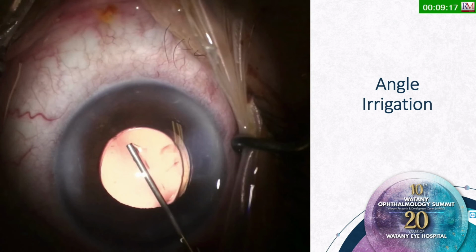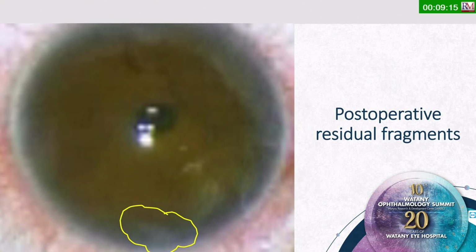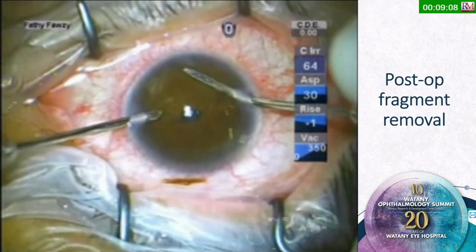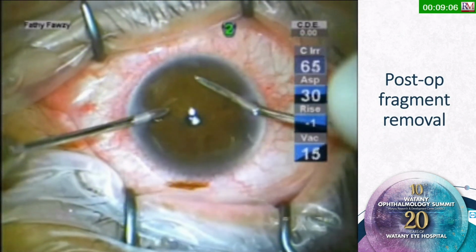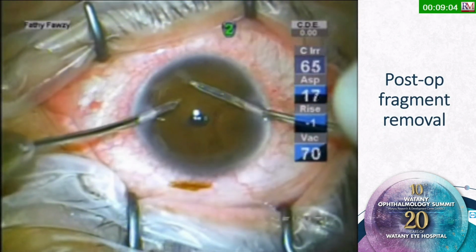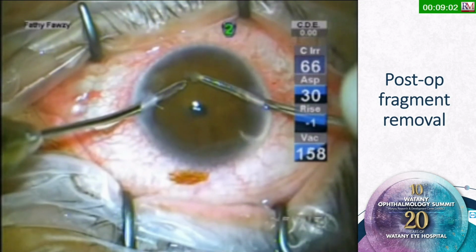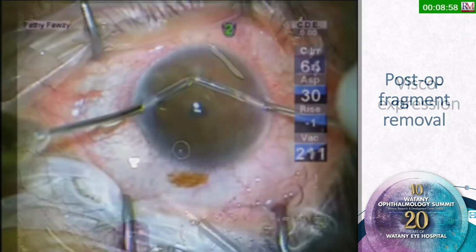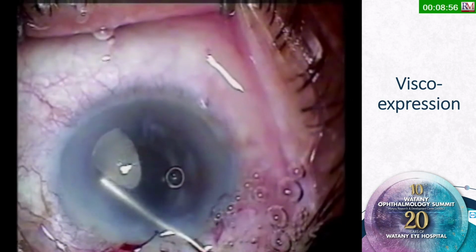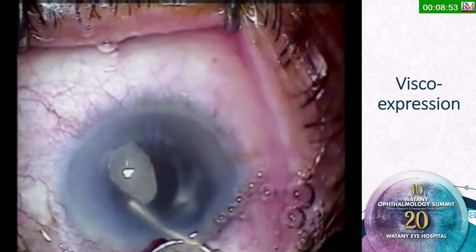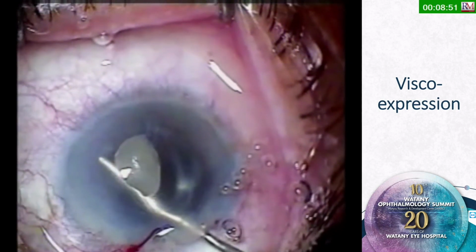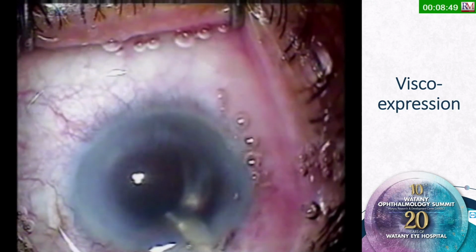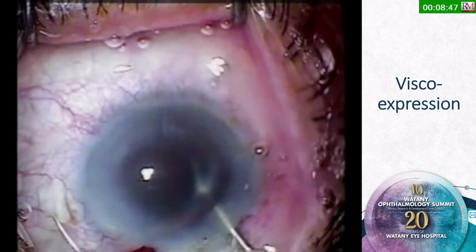If you see postoperative residual fragments, this does not mean if you wait they will absorb. They will not absorb. You have to go in with a small pupil and pick them with aspiration and crush it with the irrigating instrument, or by using visco expression. You can have the piece going through the wound. This is the case we showed at the beginning of the presentation.